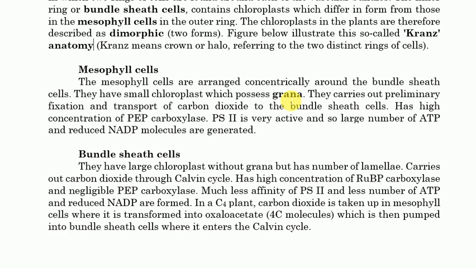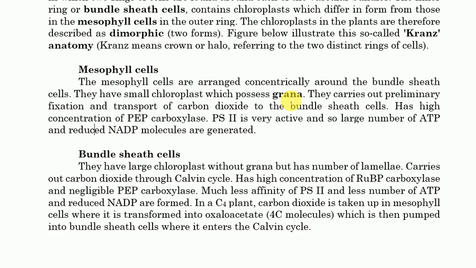And photosystem 2 is very active, and so a large number of ATP and reduced NADP molecules are generated. Photosystem 2, which is very active, is involved in non-cyclic photophosphorylation. And as we know, non-cyclic photophosphorylation produces reduced NADP. ATP and NADPH are the end products of non-cyclic photophosphorylation.